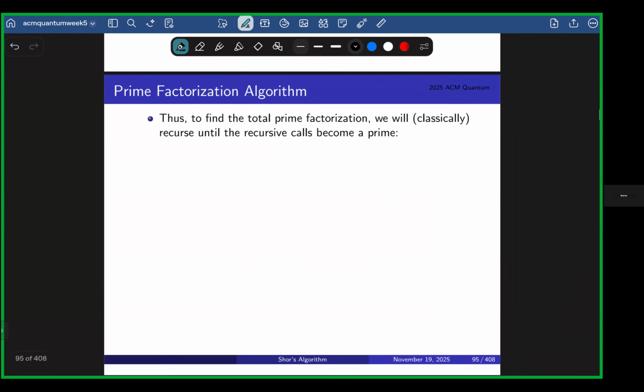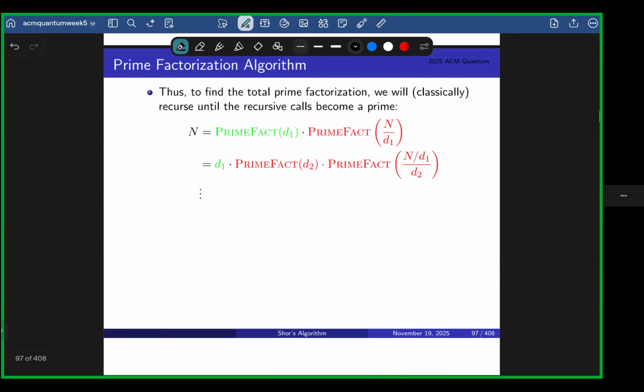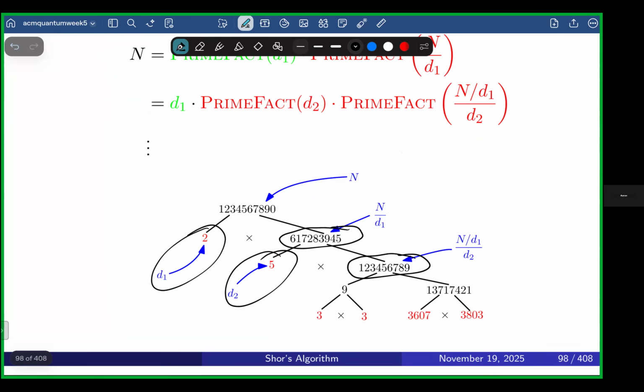Again, you just keep recursing, and then your base case is when the number hits a prime. So here d1, if it's a prime, then the prime factorization of it is itself, and then this can split even more if a factor of this n over d1 is some d2. So this is n, d1 is this, the prime factorization is itself. The prime factorization of this number is this d2, prime factorize that, and then you prime factorize this, so you just keep going. Make sense?